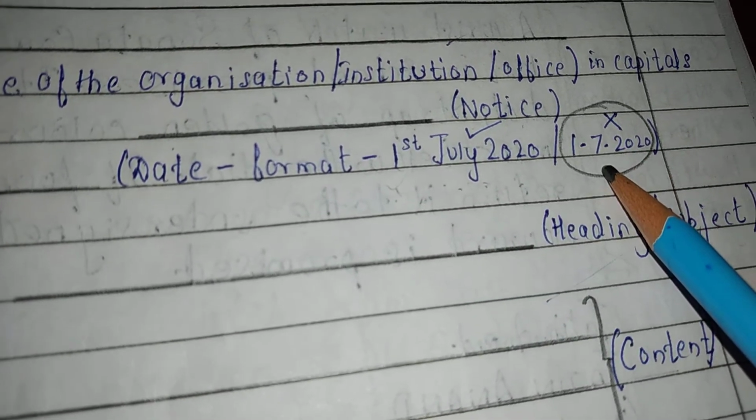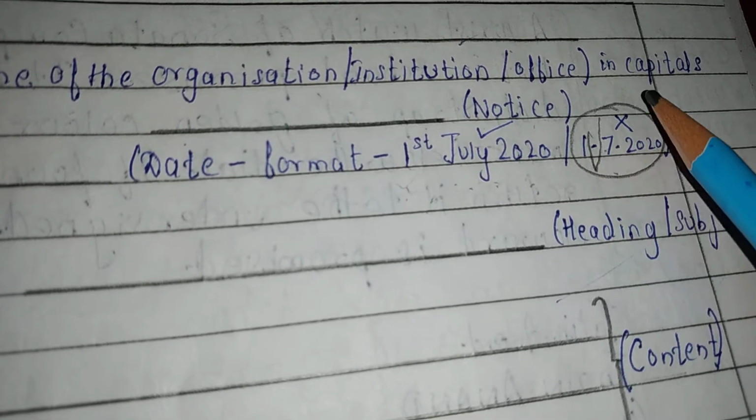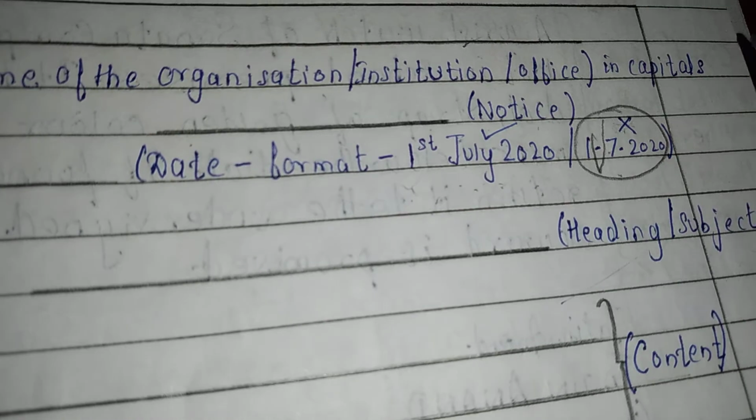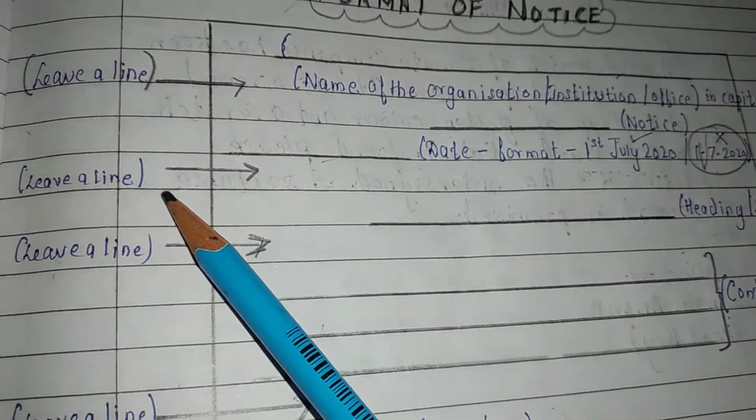1st July 2020. इस तरह से नहीं लिखना है आपने. Normally we write with slash also. स्लैश वाला फॉर्मेट जो है वो रॉन्ग है, crossed it. ऐसे नहीं लिखना है. So always write the date in this format. ठीक है, then you leave a line again.